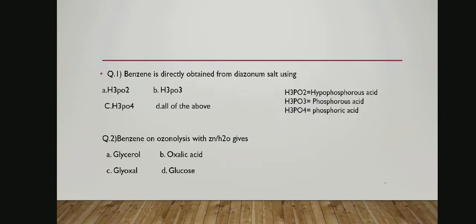Let's begin. Benzene is directly obtained from diazonium salt using option A H3PO2, option B H3PO3, option C H3PO4, option D all of the above. Here H3PO2 is hypophosphorus acid, H3PO3 is phosphorus acid, H3PO4 is phosphoric acid. Sometimes in IOE simple questions like which of the following is hypophosphorus acid is also asked. So please read all the names.